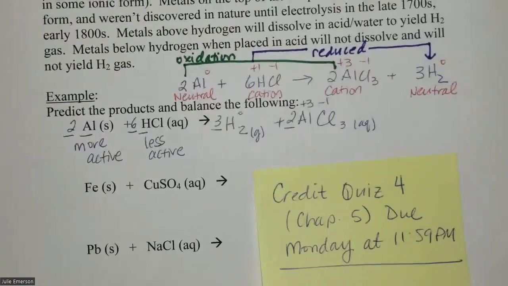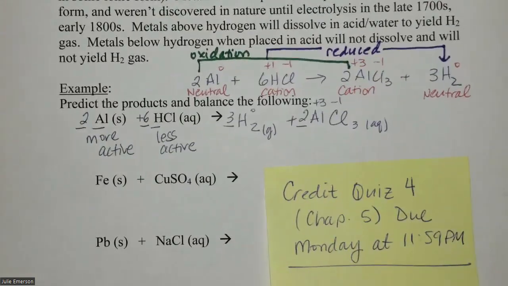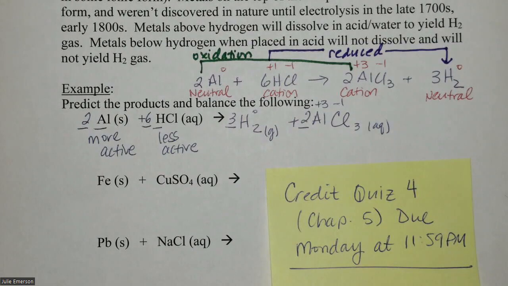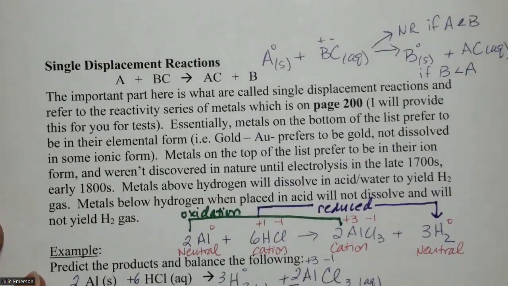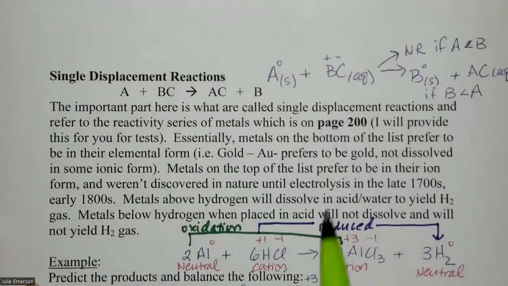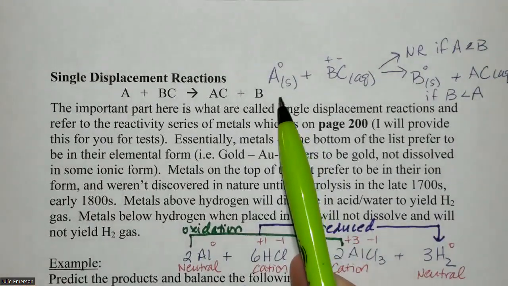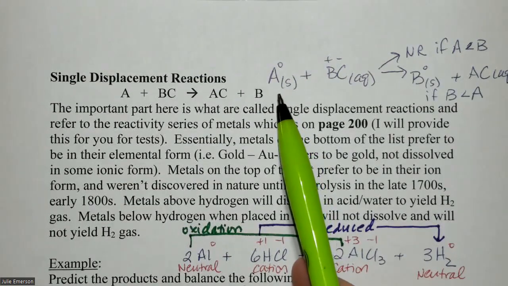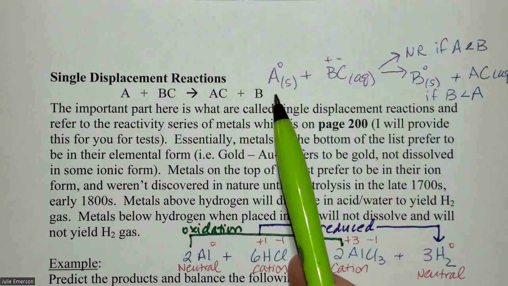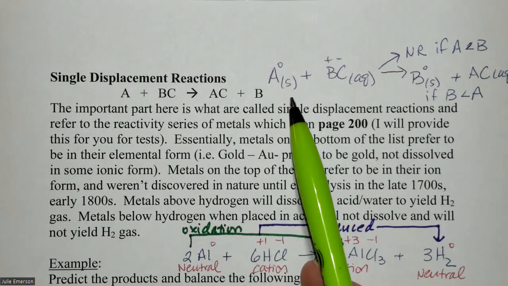Okay, so we've got a couple more examples to look at with single displacement. Now, single displacement, as I mentioned last time, has this generic formula of taking a single element. That's why it's easy to recognize. We're going to deal with metals. In the lab, we're going to look at halogens, but we're going to look at metals in the lecture class. And then I've got a couple examples here to get you ready for lab.